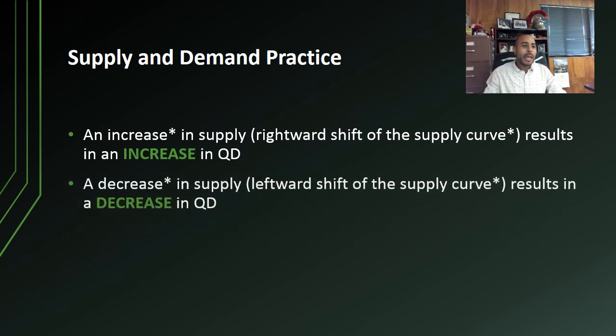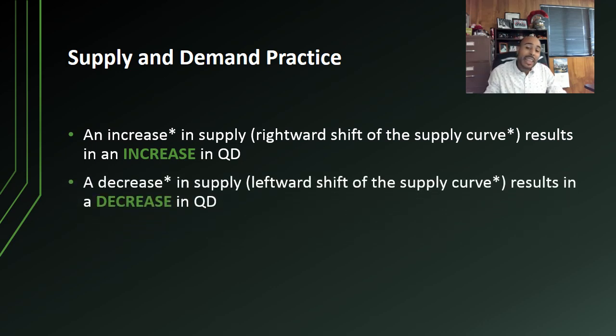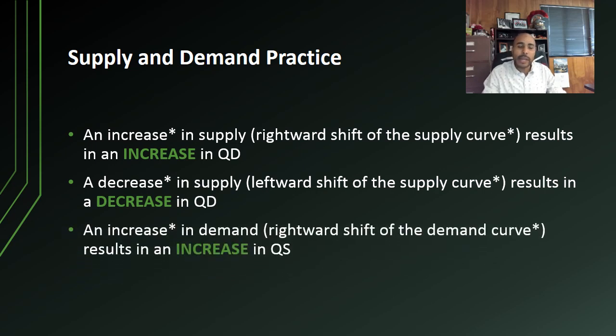Now, next up, a decrease in supply. That means a leftward shift of our supply curve, like we just saw a moment ago. That's going to result in a decrease in our quantity demanded, because when our supply curve shifts to the left, the price will increase. When the price increases, fewer people are going to want to buy it, and so the quantity demanded will decrease. Last thing I want to know, an increase in demand.